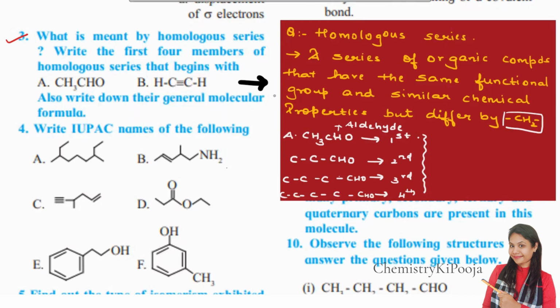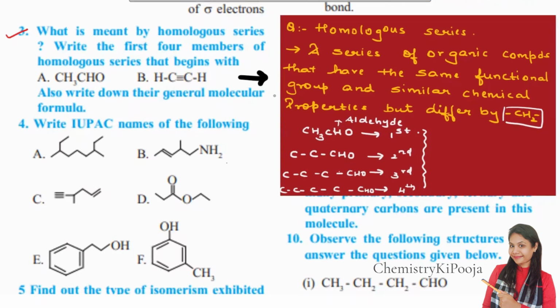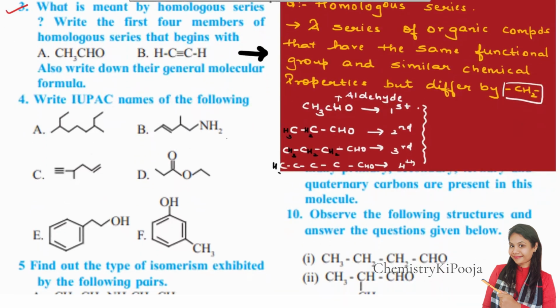Clear? So in the first member, I can see there are 2 carbon. Second is 3, then 4, and then 5. So basically, you're going to keep on adding one CH2 group, or in other words, keep on adding the carbon atom. Now I'm going to quickly balance the structure by adding the hydrogen. Here CH3, this is CH2, same way CH3, CH2, CH2, and the last one CH3, CH2, CH2, CH2 and CHO.